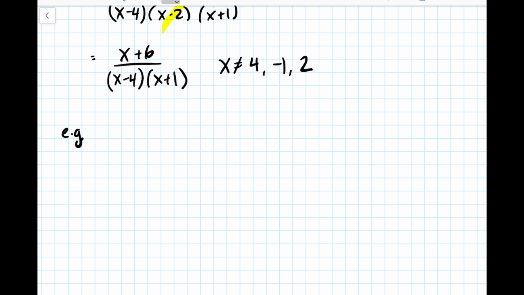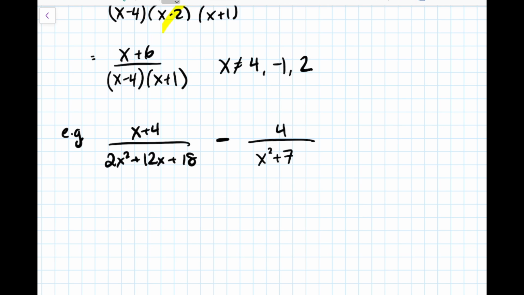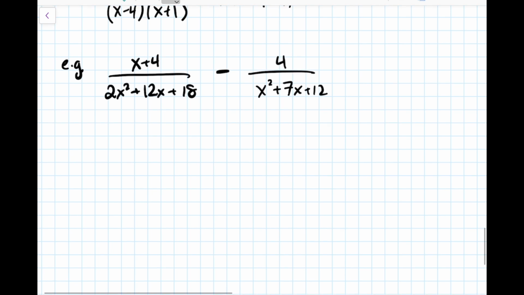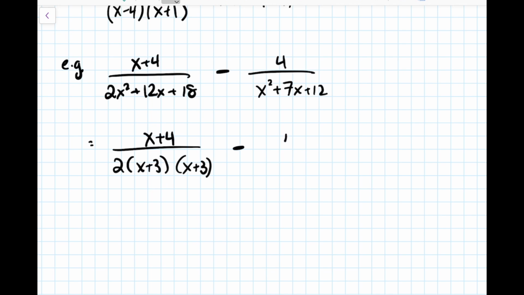So let's try another one. So we're going to have x plus 4 over 2x squared plus 12x plus 18 minus 4 over x squared plus 7x plus 12. So if I factor that first one as much as I can, I'm going to get x plus 4 over 2 times x plus 3 times x plus 3. The second one is going to get me x plus 3 times x plus 4.